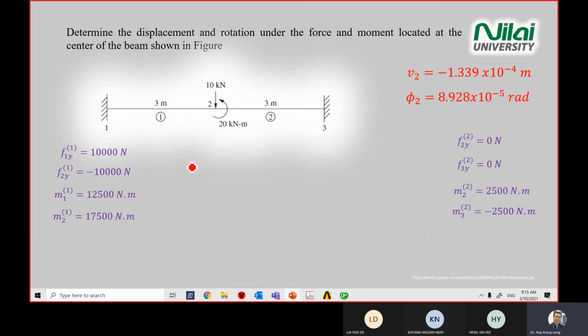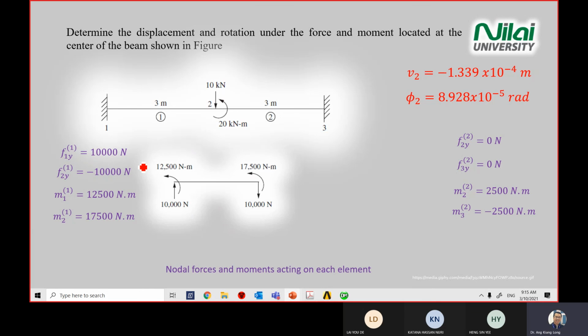You need to draw a free body diagram for the answer. So this is how you draw it. So for element 1, you have point 1 and point 2. So just put in all the answer. F1y is positive, is going up. F2y negative, going down. Moment at point 1 is positive, so it's anti-clockwise. Point 2 is positive, is anti-clockwise, and then you put in the number here. This is for element 1.